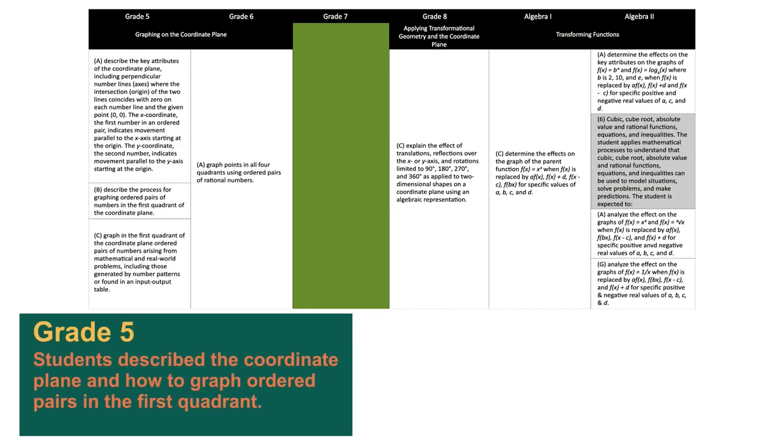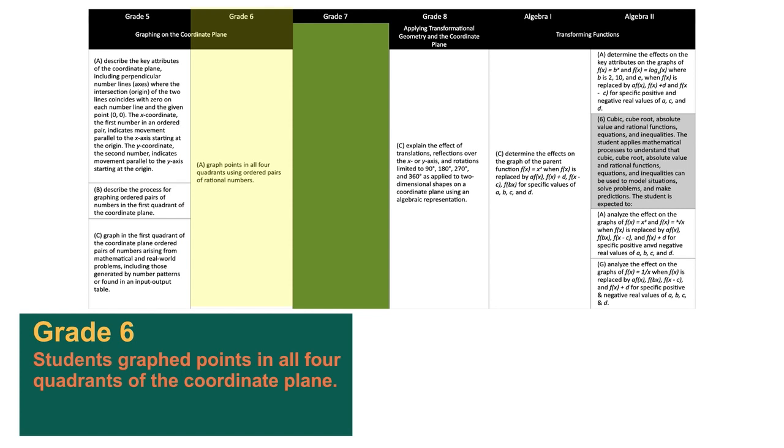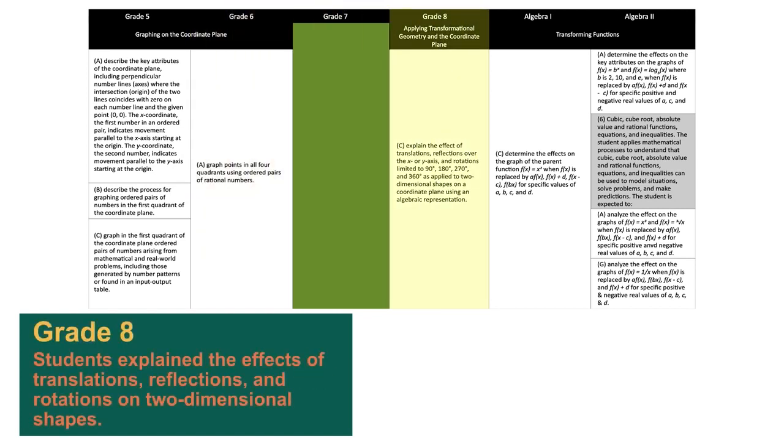Starting in 5th grade, students describe key attributes of the coordinate plane and how to graph ordered pairs in the first quadrant in mathematical and real-world problems. As students progress into 6th grade mathematics, the same skills are expanded to all 4 quadrants. When students next develop their graphing skills in 8th grade, they explain the effects a translation, reflection, or rotation will have on a figure.